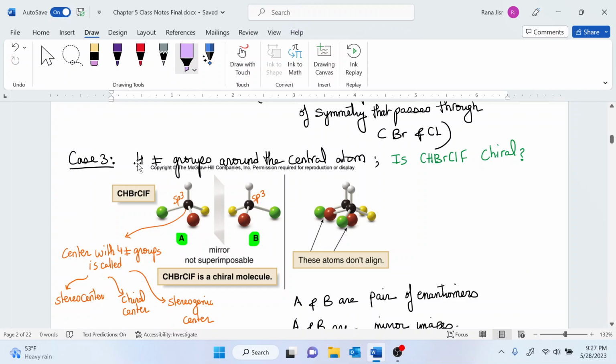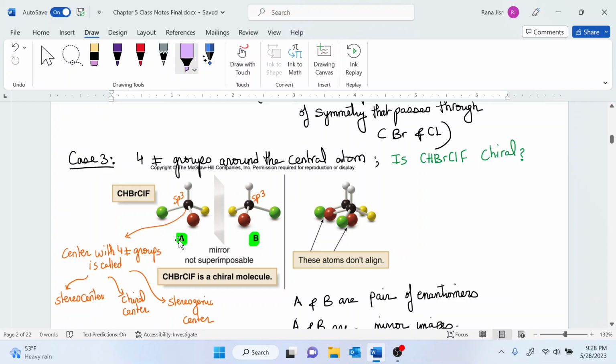The third case is whenever you have four different groups around the central atom. Then in this case, there is no way that you can draw a plane of symmetry here that cuts the molecule in half because all of these groups are different. Then if you take the molecule and draw its mirror image, and then take A and put it on top of B like I am doing over here, no matter how you rotate B, there is no way that the bonds are going to align with A.